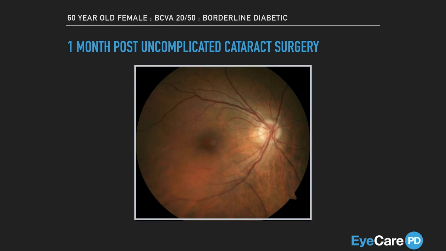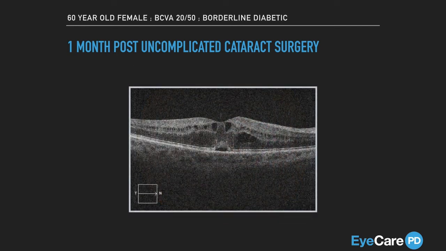60-year-old female, best-corrected vision 20/50, borderline diabetic, 1 month post-uncomplicated cataract surgery. Fundus image, not particularly remarkable. Certainly you don't see any blood. On the OCT, you see this very classic pattern that we've shown a couple of times today of these cysts. They're relatively empty. Yeah, a little bit of speckling, but that's not the amount of speckling you'd normally see in quote-unquote speckled cysts. These are relatively empty. They've got this pattern of cysts straddling the fovea, a small little pocket of subretinal fluid.